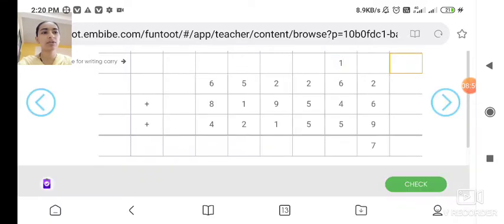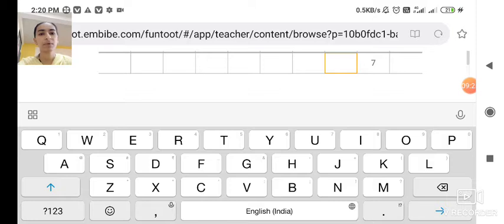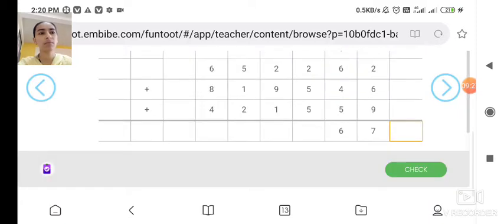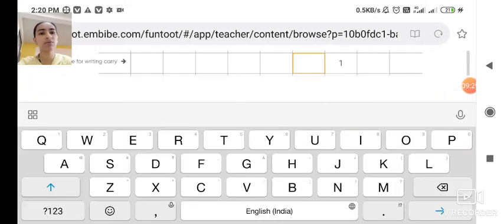Now let's take the addition of all these numbers: the carry over and the numbers below. Now 6 plus 1, 7. 7 plus 4, 11. 11 plus 5, 16. So 6 will be written downside, that means below the 5, and carry forward 1 above the 2. So you have to write 6 here, and the 1 carry forward.